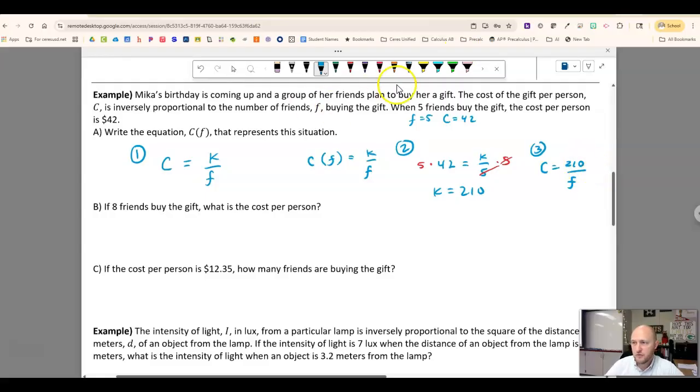And then if you have more friends contributing, like, hey, do you want to go in on this gift? Contribute money. So you divide by the number of friends, right? So the more people you get, the cost goes down. So here they're saying B.